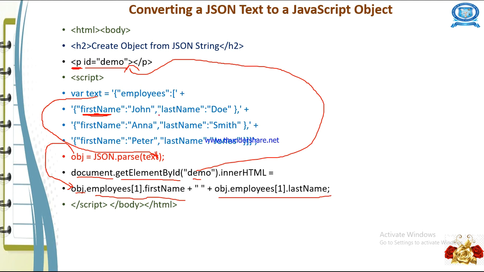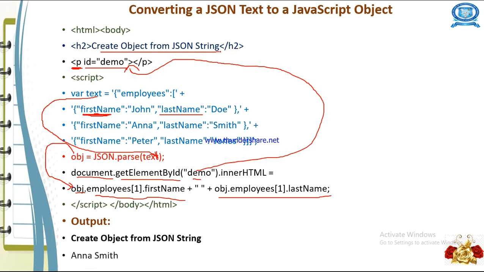Okay. First name and last name. What's the expected output? The output is, first, a heading: create an object from a JSON string. First output, the second output.